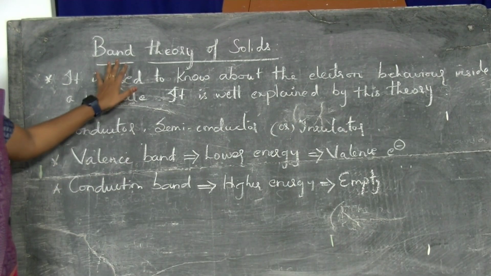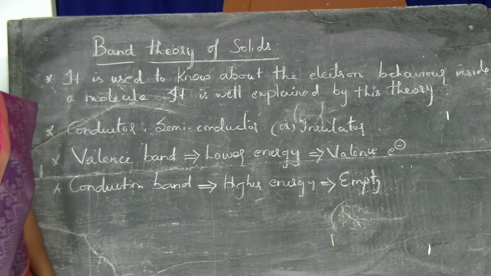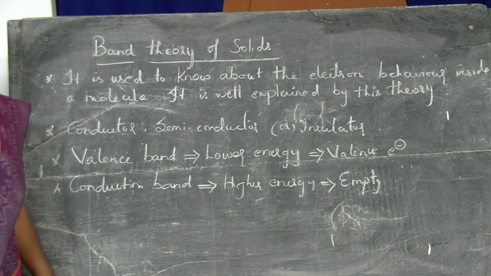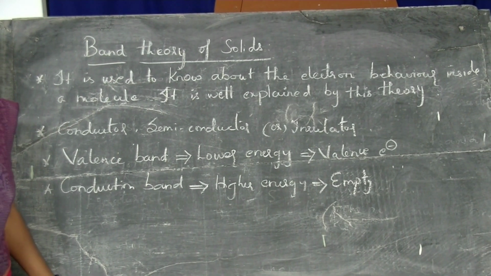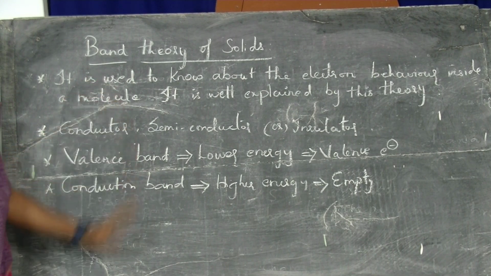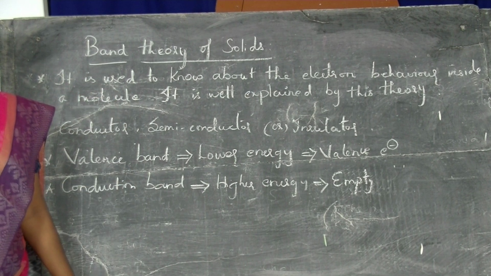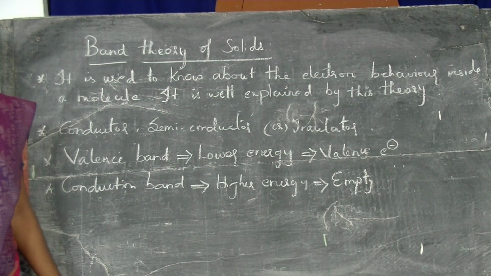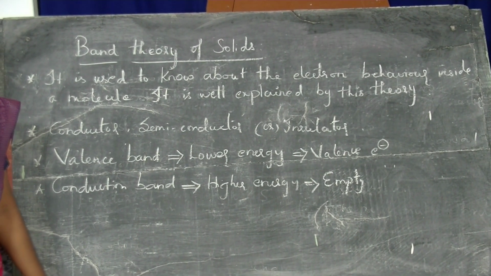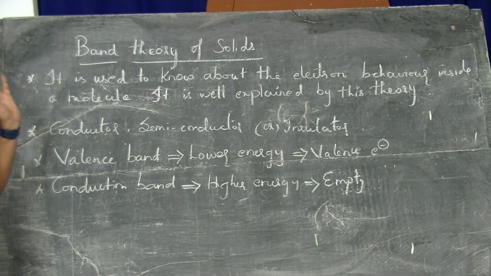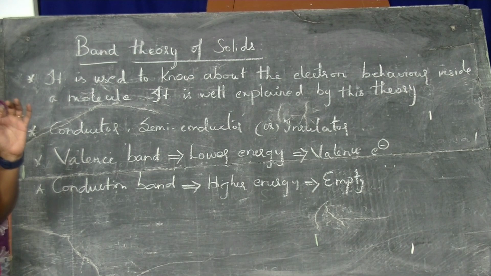Now we are going to see about band theory of solids. It is one of the very important topics. In band theory of solids, we can know about the electron behavior of a particular molecule. We can predict the electron behavior of a particular molecule. Also, the band theory of solids is an extension of molecular orbital theory.